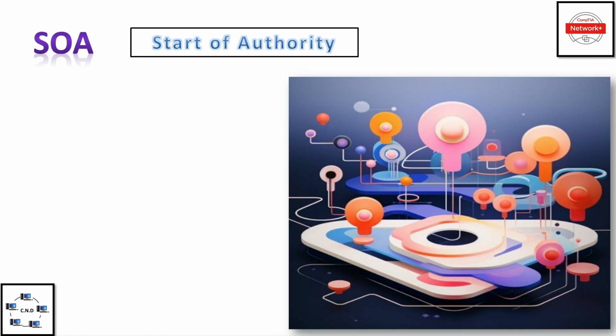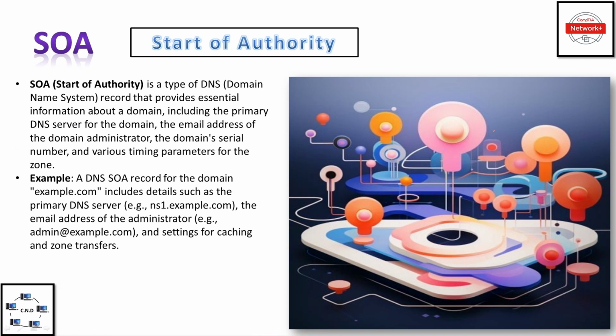SOA, that is Start of Authority. SOA, Start of Authority, is a type of DNS domain name record that provides essential information about a domain, including the primary DNS server for the domain, the email address of the domain administrator, the domain's serial number, and various timing parameters for the zone.